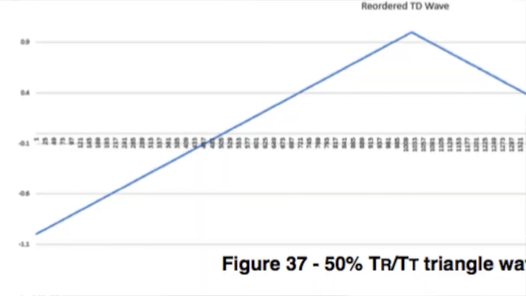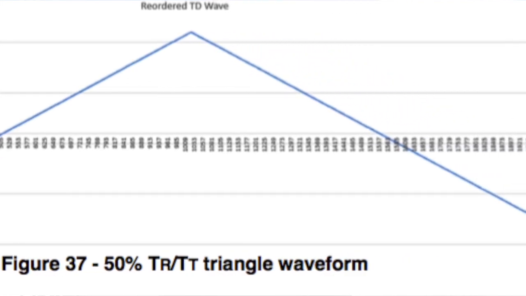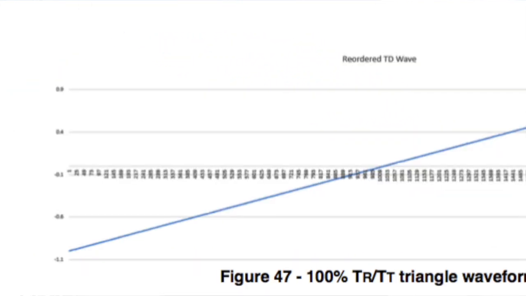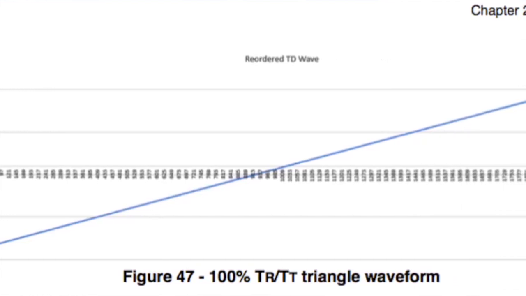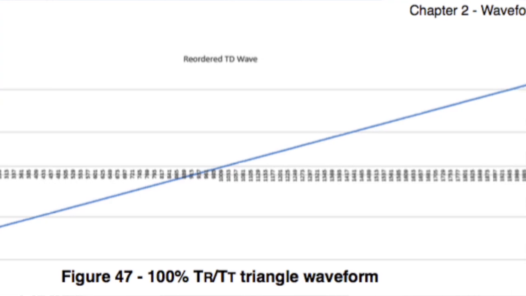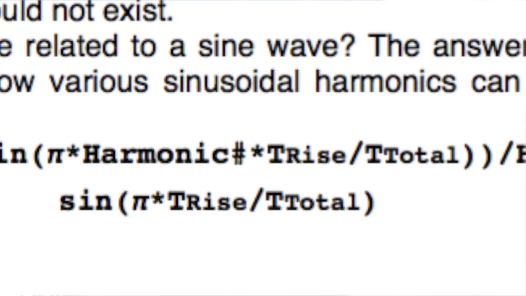I've already talked about square waves, and chapter 2 of my book Distortion talks about triangle waves and square waves. It evolves a triangle wave from 50% rise, 50% fall, all the way to 100% rise, 0% fall. That's a ramp. And I show you how the formula works for that and how the harmonics work.